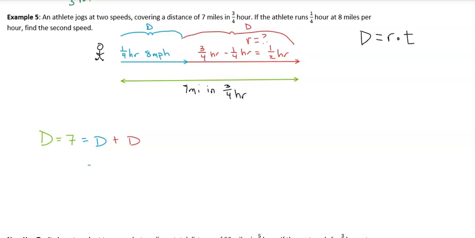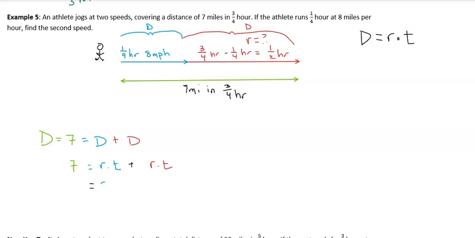So we're going to set this up as the distance is rate times time in blue plus rate times time in red. That's the longer distance that they ran, and that is going to equal 7. All right, so we know the rate that they ran in the blue part. So that's going to be 8 miles per hour.